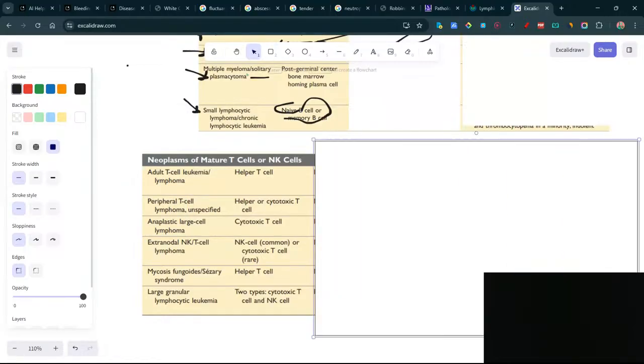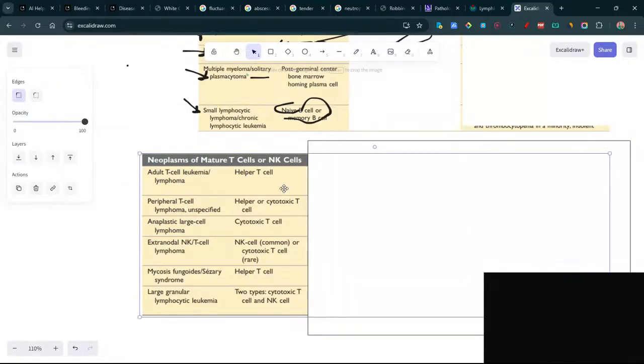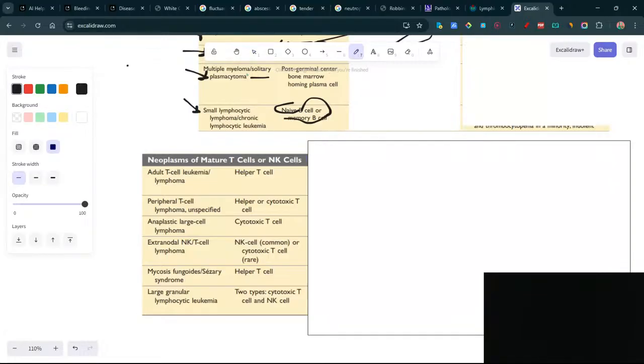Let's ignore this. Now B cell, this is origin and this is the type. And now we are looking at T cells. Helper T cell, cytotoxic T cell, cytotoxic T cells. And the first three are T cell related. And also here we have T cell related mycosis fungoides.